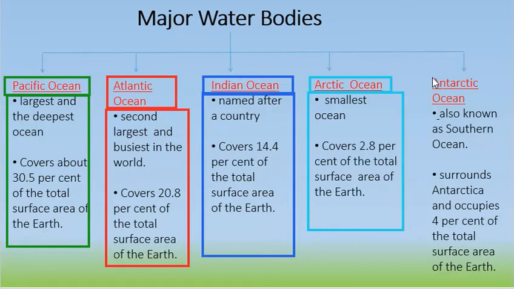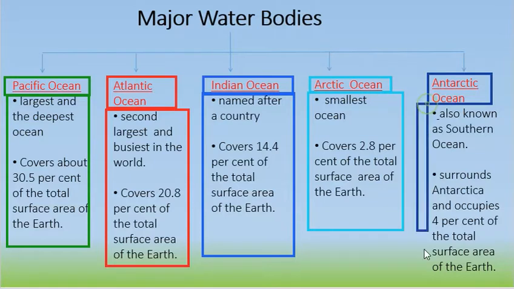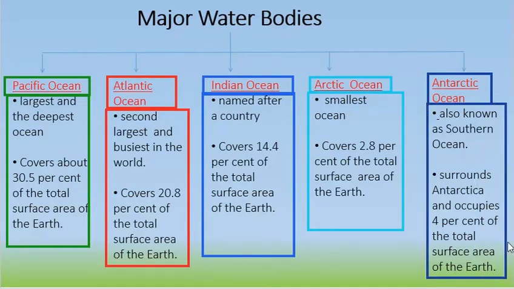Last, not the least, Antarctic Ocean. Antarctic Ocean is also known as Southern Ocean. It surrounds Antarctica and occupies 4% of the total surface area of the earth.